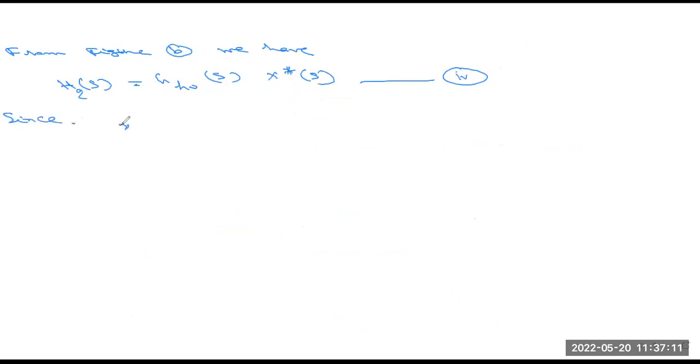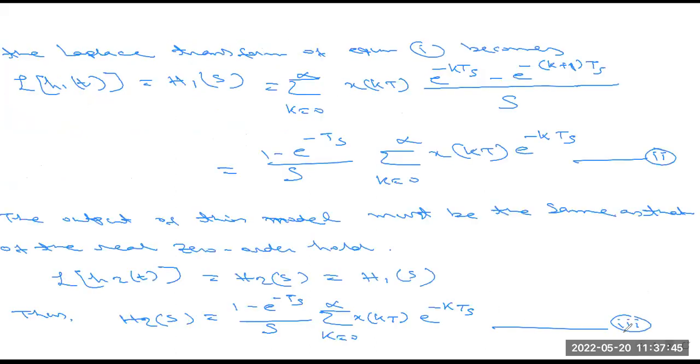Since we have X asterisk of s as the summation of k is equal to 0 to infinity x of kT into e to the power minus kTs, you know that? So equation, the previous one, that is equation 3.